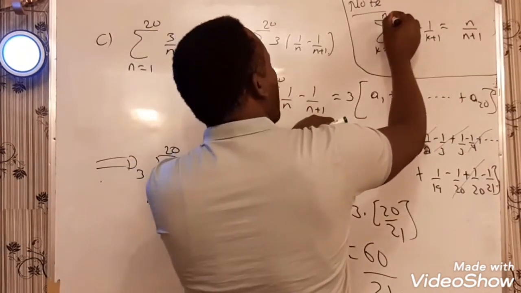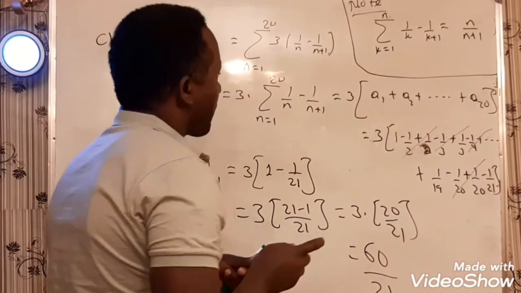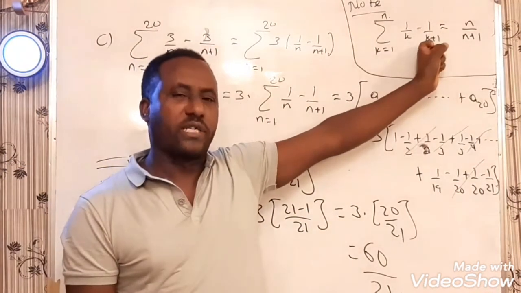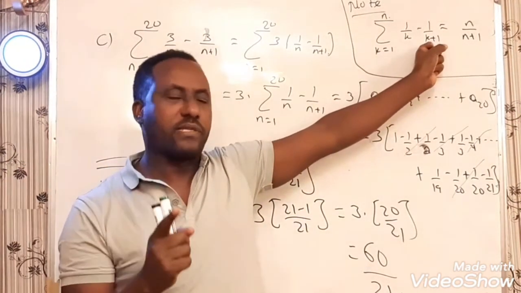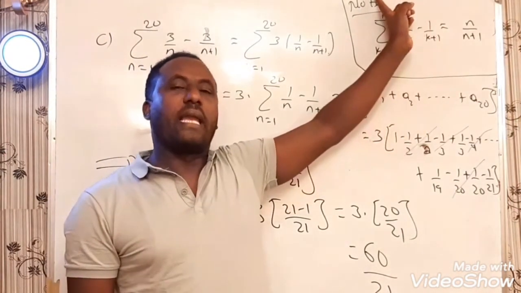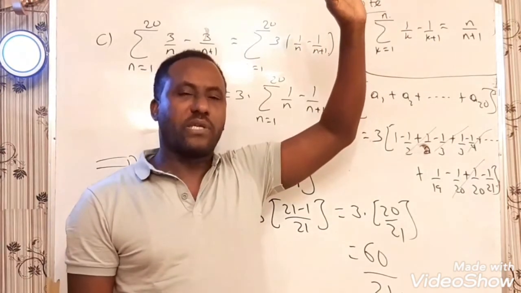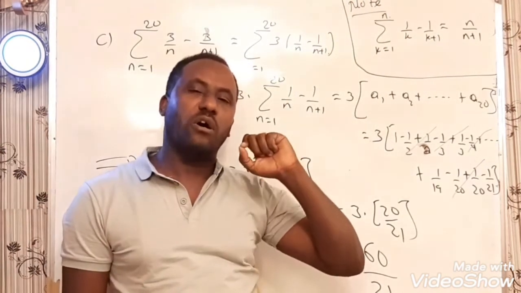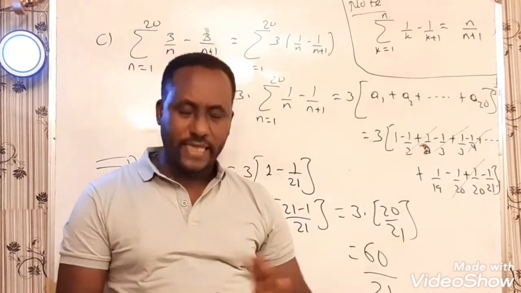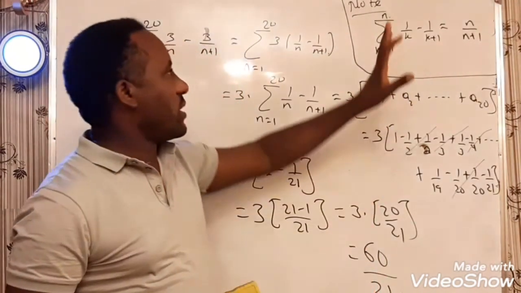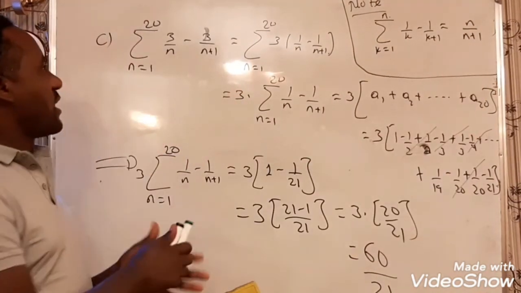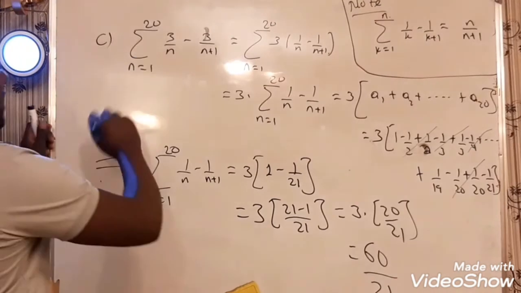Here n is the upper limit of summation. That means for any example of this telescoping series, the finite sum is the upper limit of summation over 1 plus the upper limit of summation. This is the result in general. So the finite sum of this problem is n over n plus 1. As you see, what is the sum of this one?